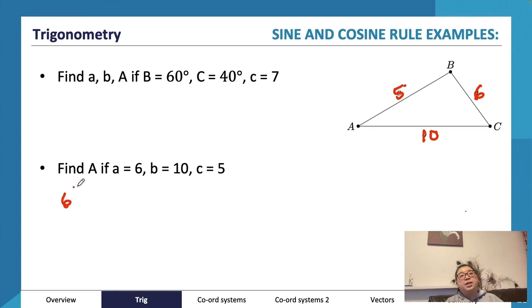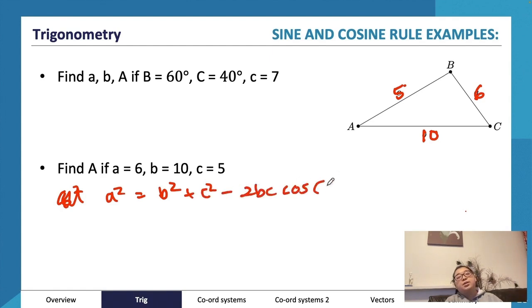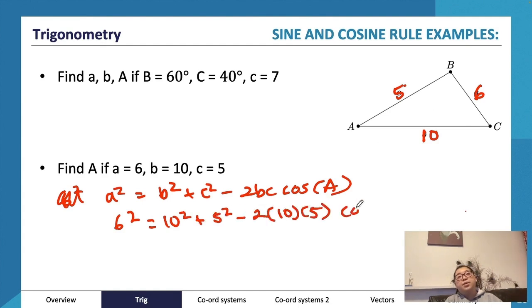So we're going to go 6. So the rule is a squared equals b squared plus c squared minus 2bc cos a. So that's what we're going to put in. So we're going to have 6 squared equals b squared, which was, I'm not sure whether b or a, no, b was 10. So 10 squared plus 5 squared minus 2 times 10 times 5 cos a. Okay, so then we can do a bit of rearranging. So we'll get 36 equals 100 plus 25 minus 100 cos a.